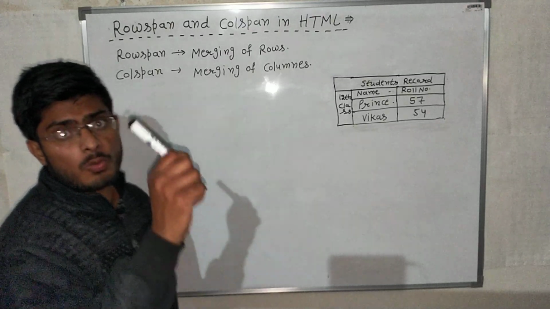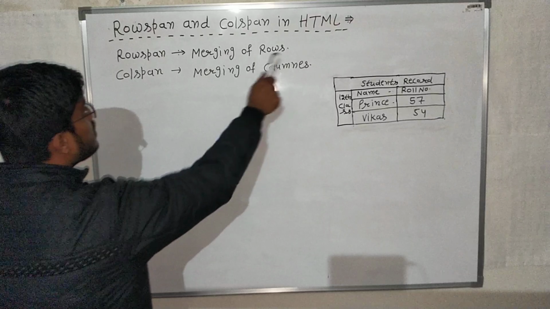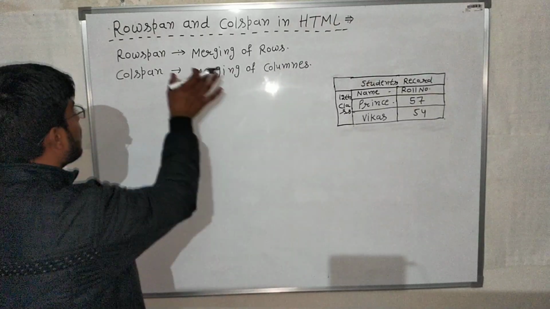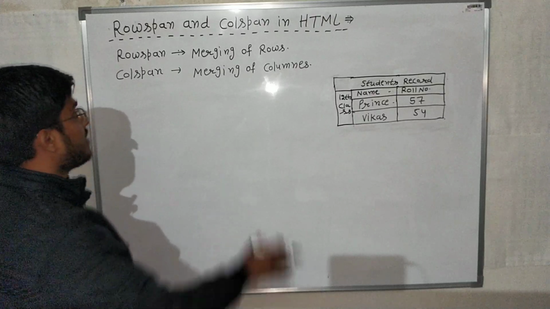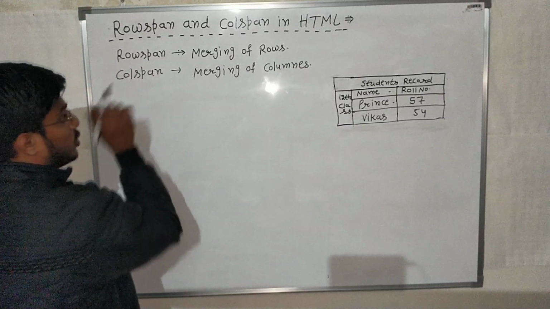Okay friends, so let us know what is rowspan. Rowspan is the merging of rows. If you merge the rows, then it is known as rowspan, and if you merge the columns, then it is known as colspan.